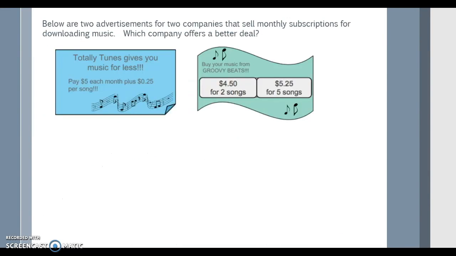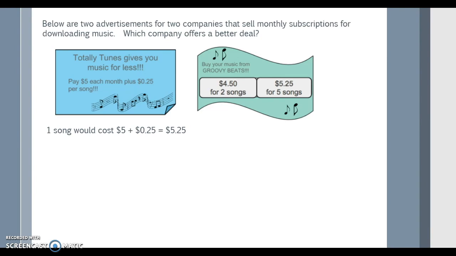Below are 2 advertisements for 2 companies that sell monthly subscriptions for downloading music. Which company offers a better deal? We have Totally Tunes, which they claim gives music for less. We pay $5 each month plus a 25-cent per song fee. Or Groovy Beats is $4.50 for 2 songs or $5.25 for 5 songs.